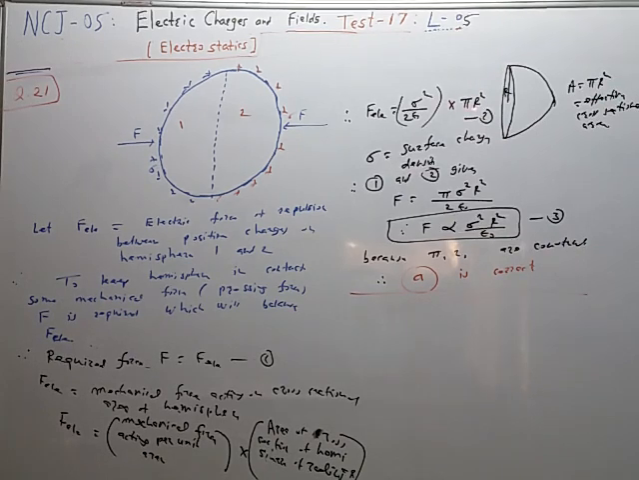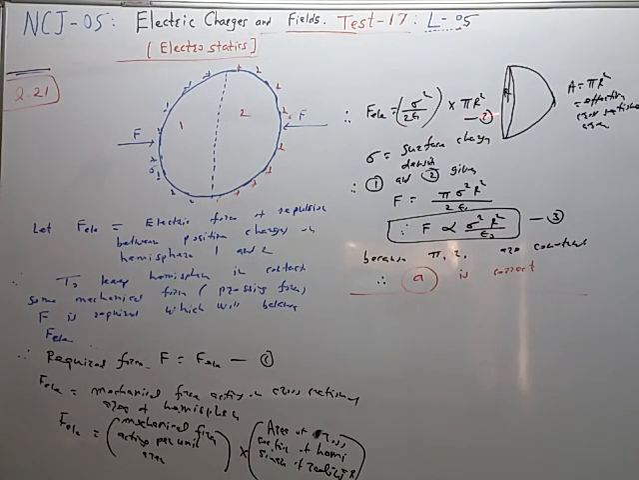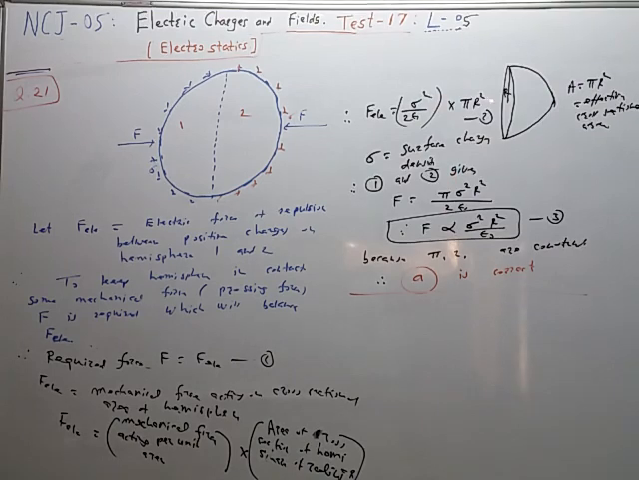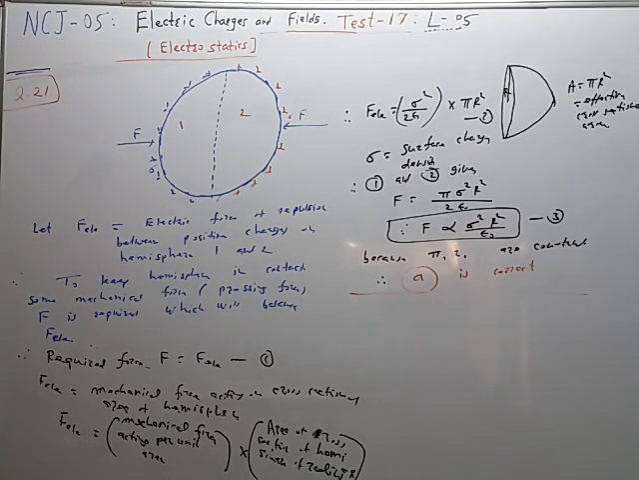So effective area is equal to pi r square, and therefore if we put this value in 1 and 2, we get F is equal to pi sigma square r square upon 2 epsilon naught. So pi and 2 are constant, therefore F is proportional to sigma square r square upon epsilon naught, and therefore A choice is correct.